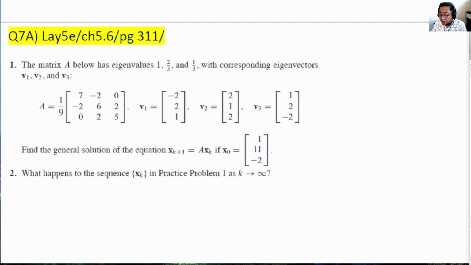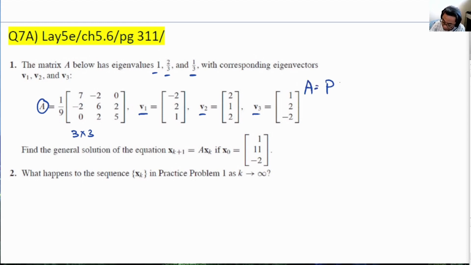This is tutorial 8, question 7a. In this question, we are given a matrix A that is 3 by 3, and we are given its 3 eigenvalues. The eigenvalues are distinct, therefore the corresponding eigenvectors are independent, and therefore we have a complete set of bases.